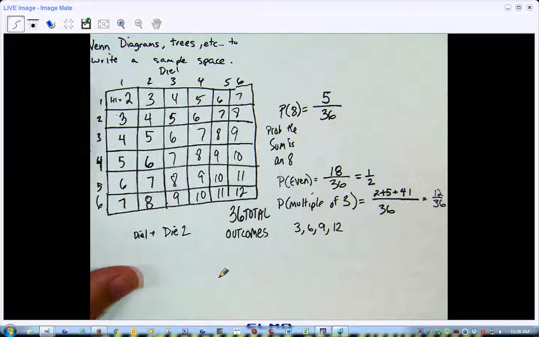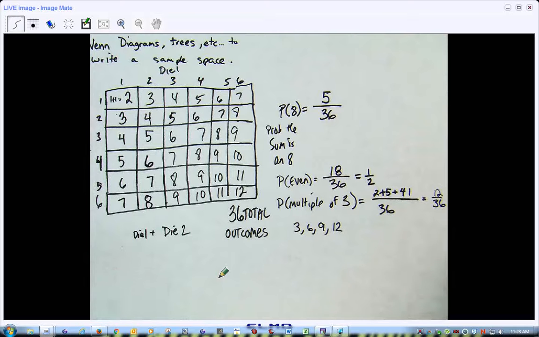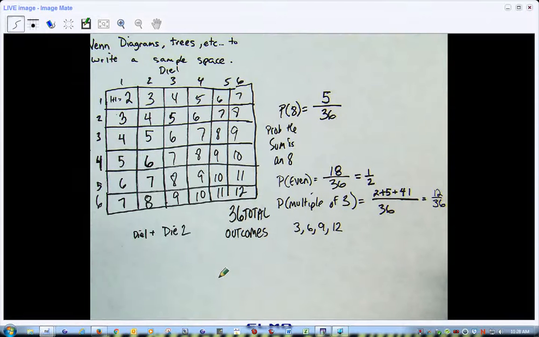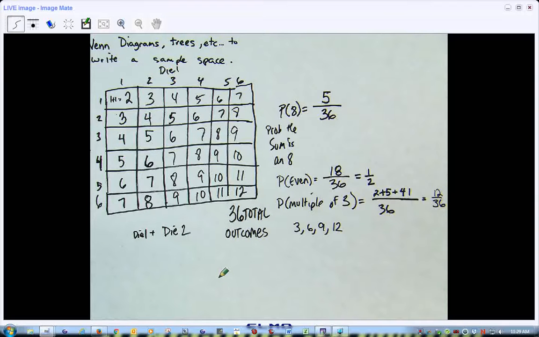So the thing is, once you get your sample space, when it comes right down to it, you can calculate any probability that you want from it. And all you have to do is pay attention to what you are actually looking for. That's what you want to be able to do. Any questions on something like that?